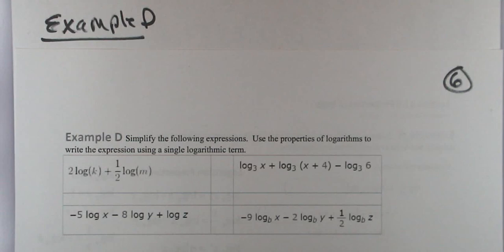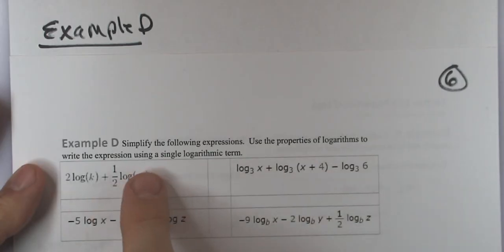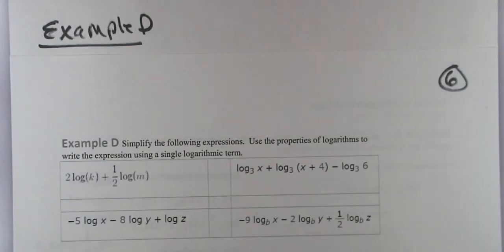So let's continue with the properties of logarithms. Instead of expanding things, we're going to kind of contract things. We're going to start out with these logarithmic expressions and try and write them with just a single logarithmic expression. So we're going to be going backwards.